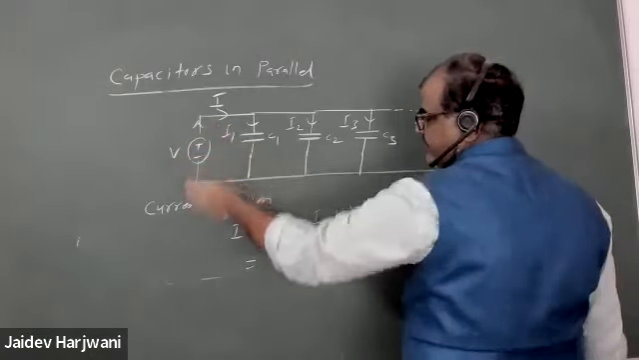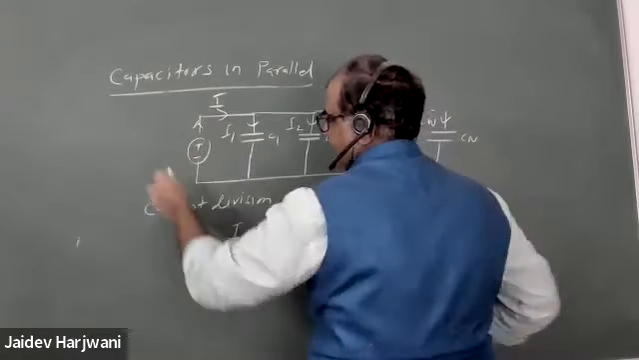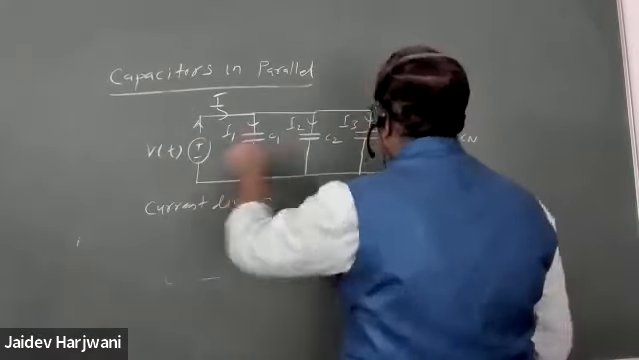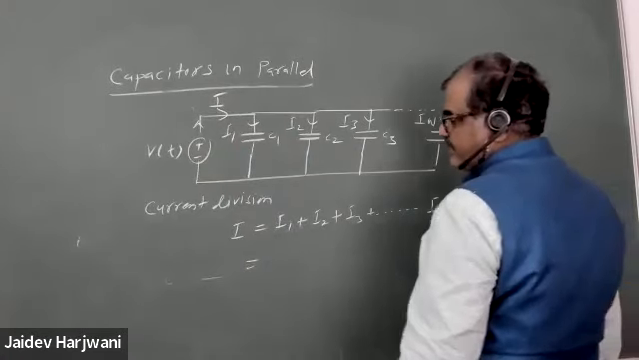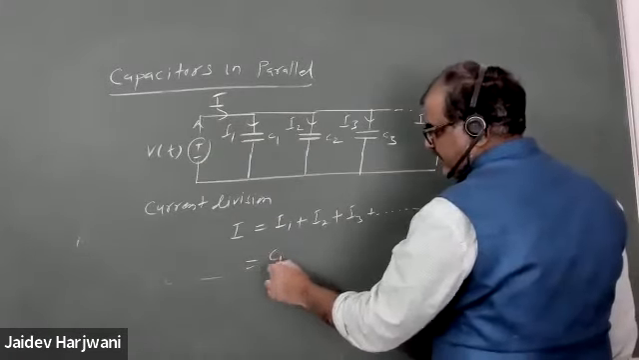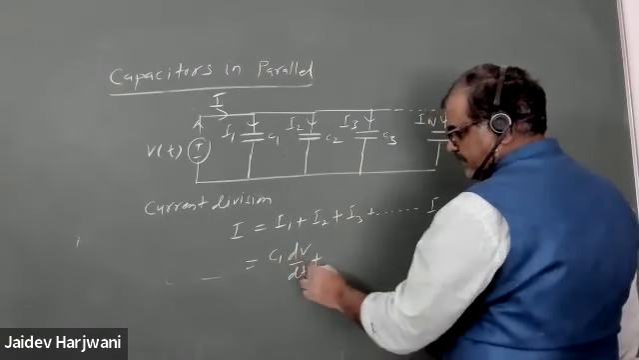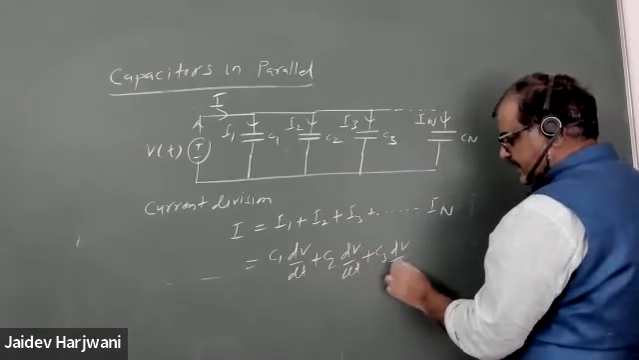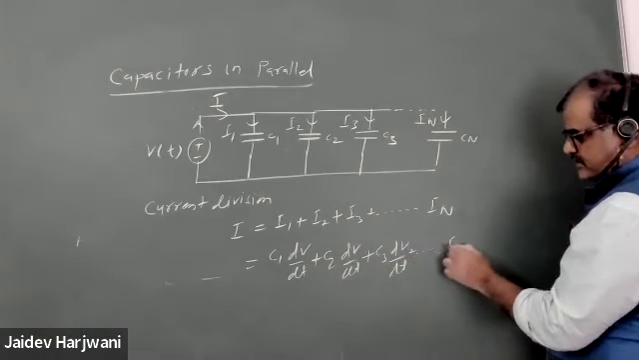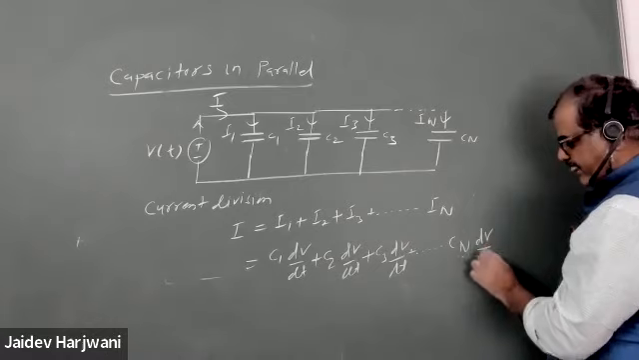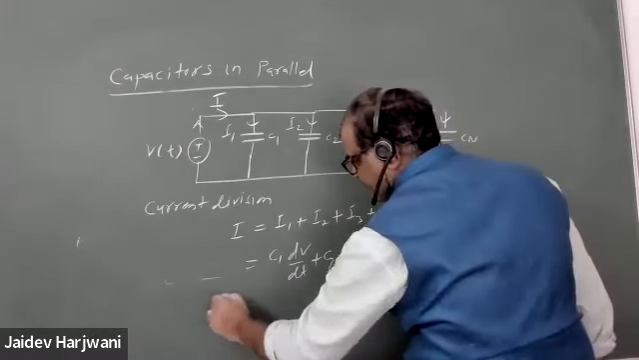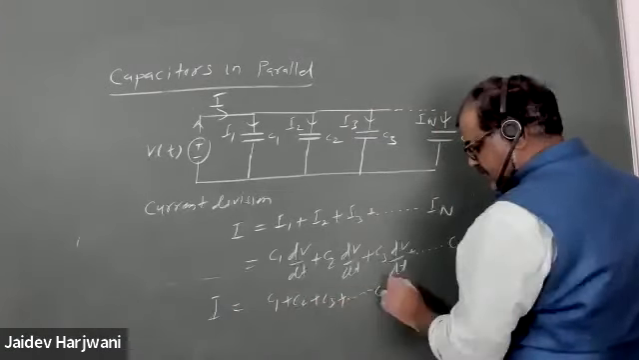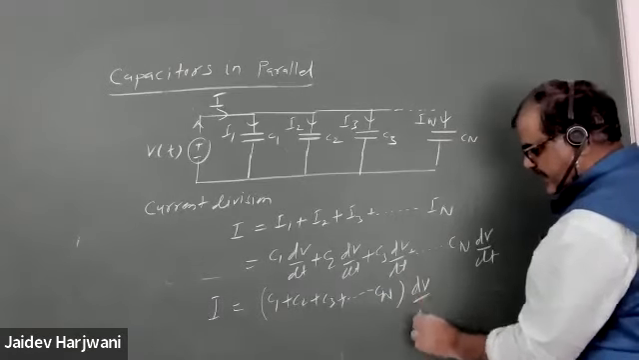And current through a capacitor is given by what? Voltage is the same across these capacitors. This is V(t). The voltage variation is the same across them. That means I can write C1 dV by dt plus C2 dV by dt plus C3 dV by dt plus Cn dV by dt. So my I will be (C1 plus C2 plus C3 up to Cn) into dV by dt.